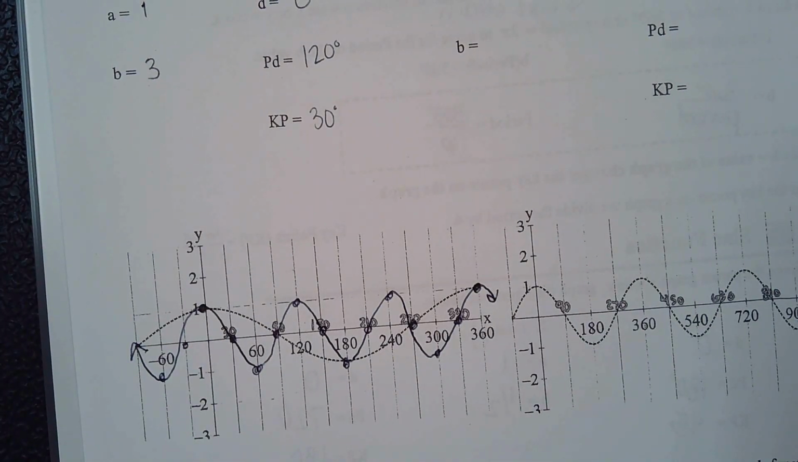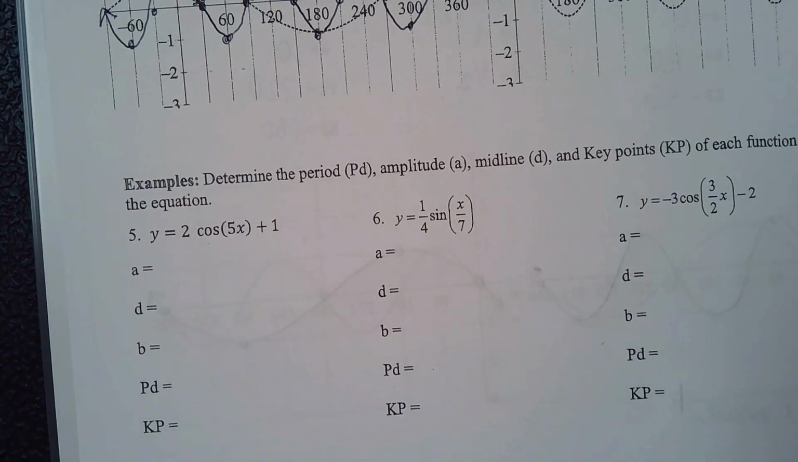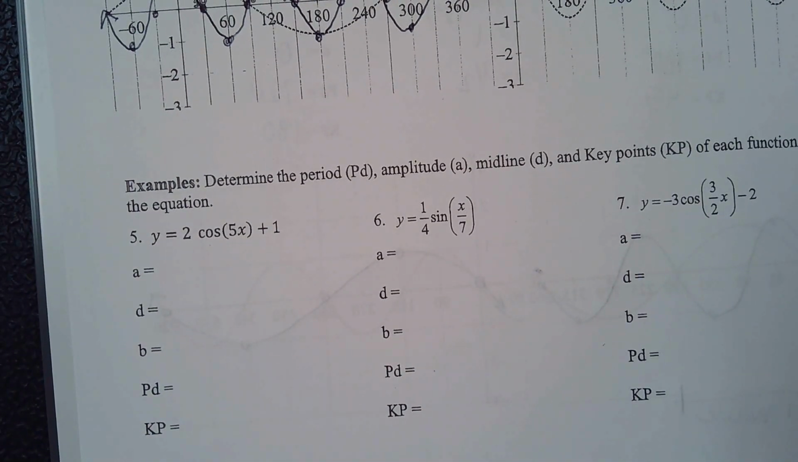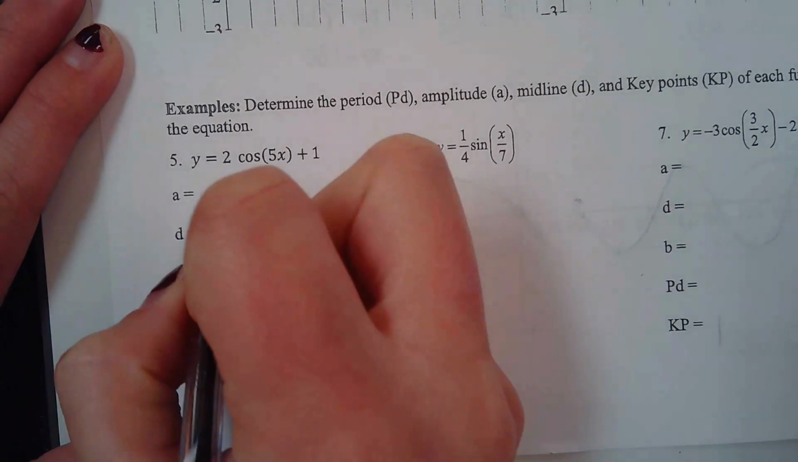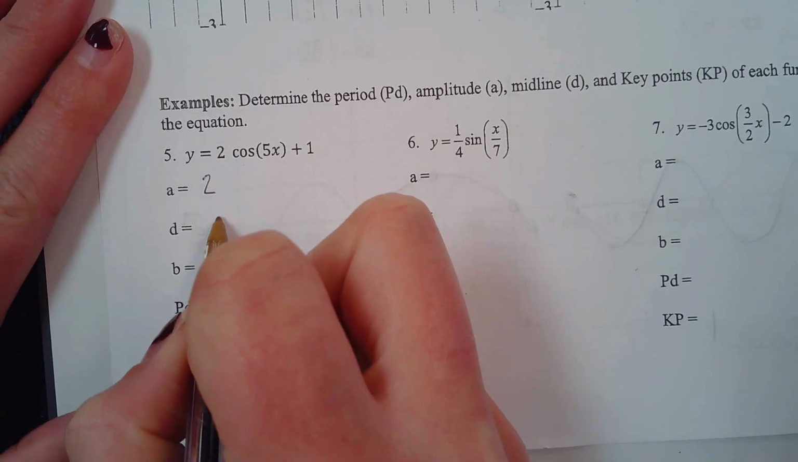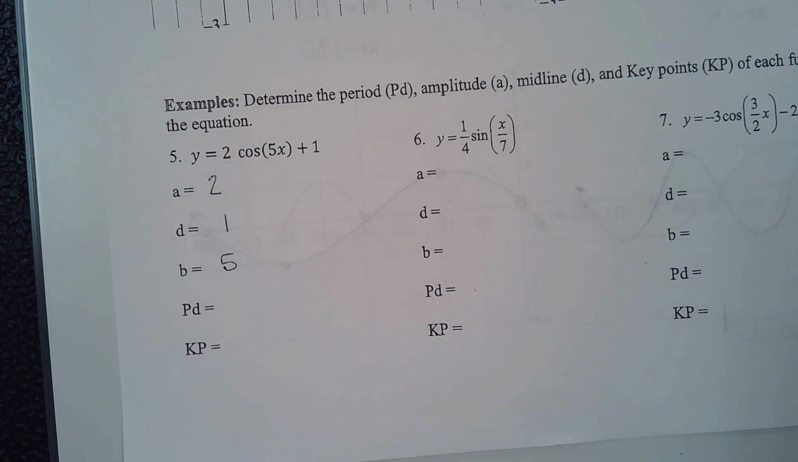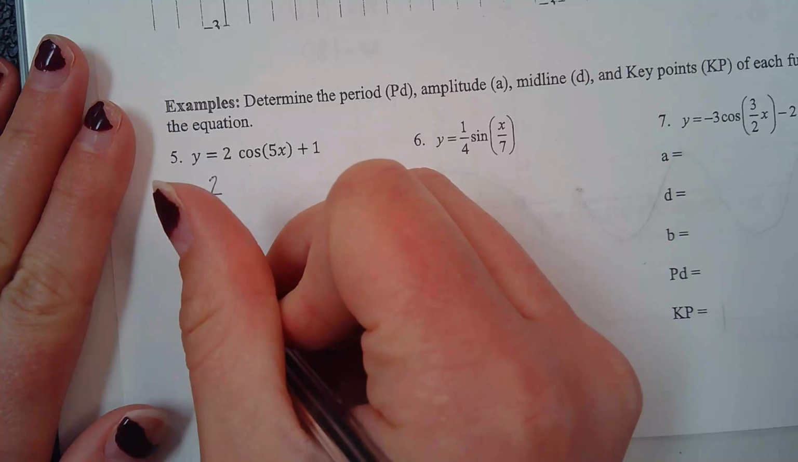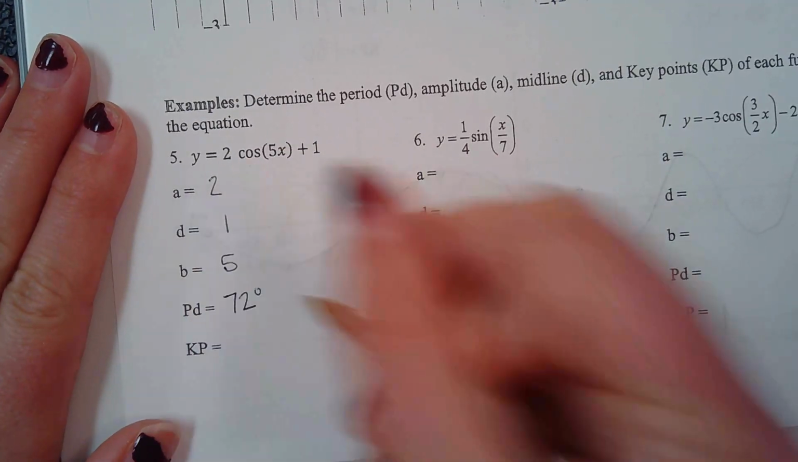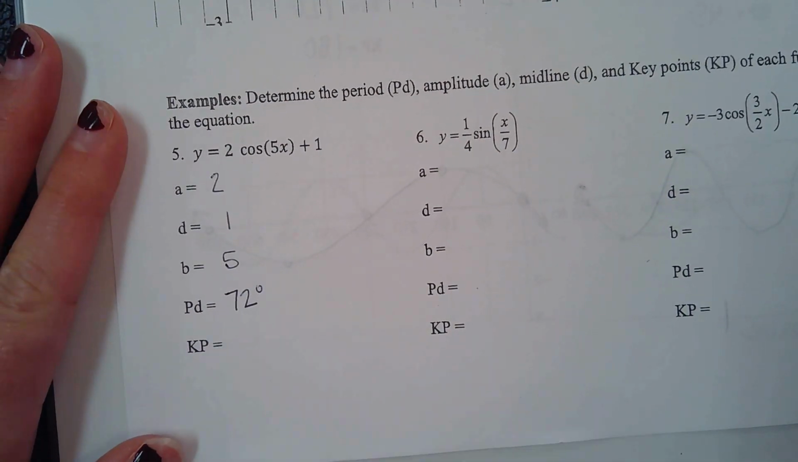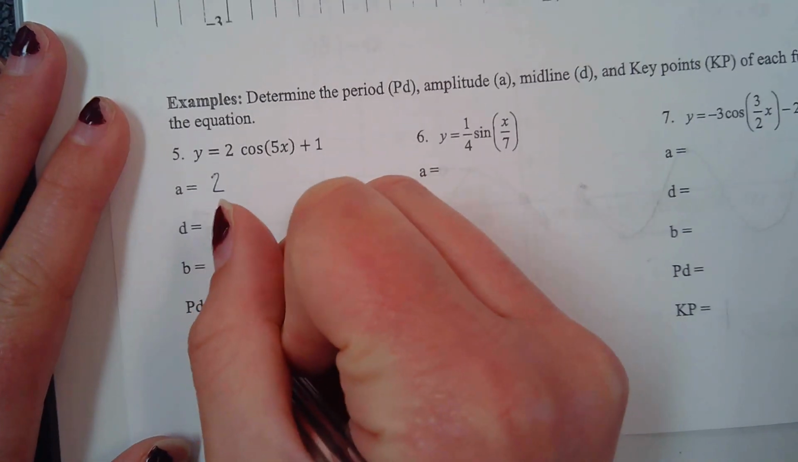Okay, so the next ones, we're not going to graph them. We're just going to find all the things. For number 5, what's your A value? Your D value? Your B value? 5. So then how are you going to find your period? 360 divided by 5, what do we get? 72. How do you find your key points? Divide that by 4, what do we get? 18. Are we all good?